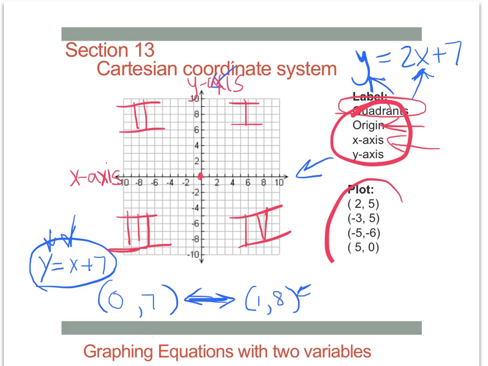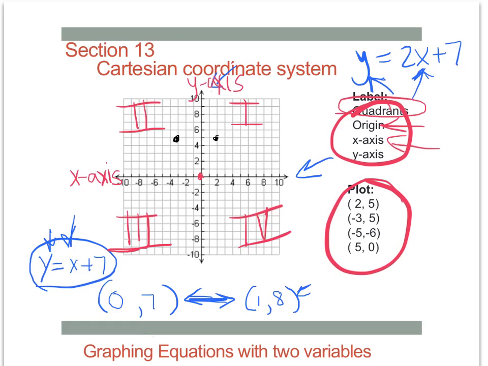Okay, now what's next? Oh, we've got all the labels done. Good. Now let's plot a few points. See if you can remember how to plot points. Where is the point positive 2, comma, positive 5? So x is positive 2. So you go on the x-axis to positive 2. And y is positive 5. So we go to the y right there. So this point right here is the point 2, comma, 5. Okay, how about negative 3, comma, 5? So on the x-axis, we go to negative 3 and still go up to positive. So we end up here. So negative 3, 5 is right about there.